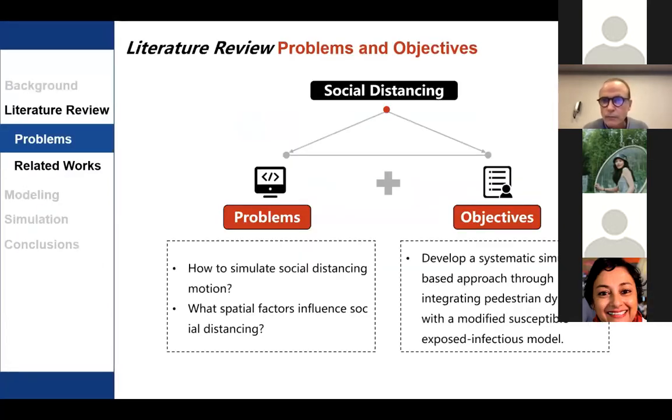Based on the investigation of social distancing, this study wants to handle 2 problems. The first is how to simulate social distancing motion, and the second is what spatial factors influence social distancing. We developed a systematic simulation-based approach called the social distance model. This approach combines a pedestrian dynamic model with a modified SEI model.